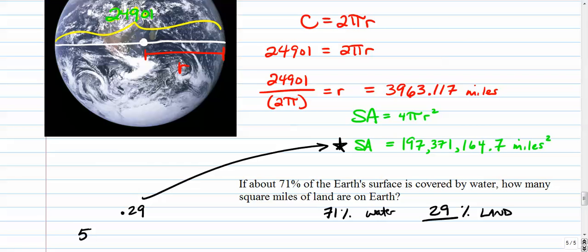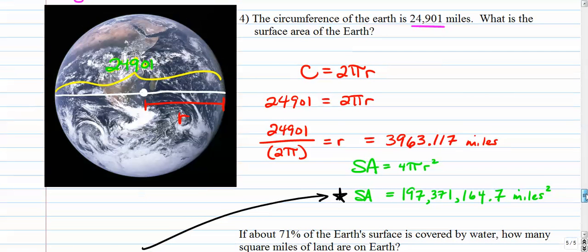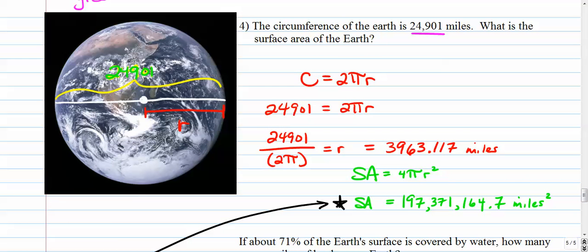And I did that already. I got 57,237,637 square miles. So as you can see, that's a pretty big surface area of land. But as we probably know, most of the Earth, about 3/4 of the Earth, is covered by water. So there you go. There are four examples on spherical surface area.